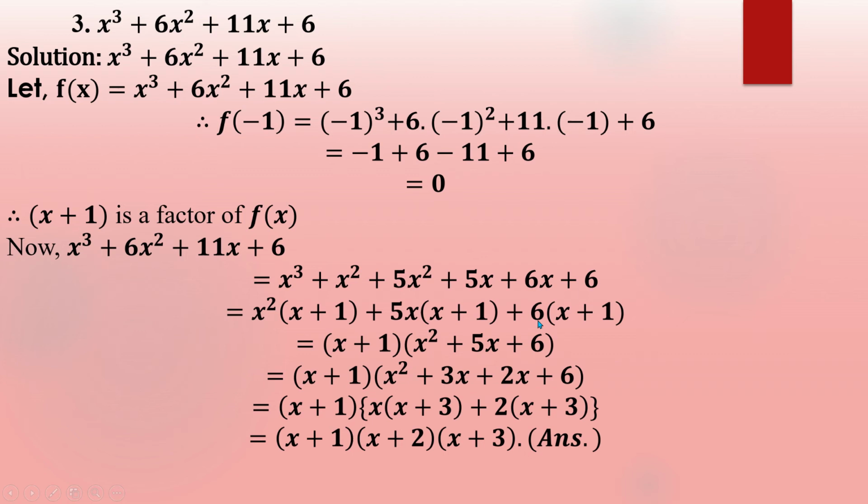Now we can take 6 common here. As a result, 6x plus 6 into 1 means 6. Now this equals x plus 1 into x square plus 5x plus 6. Now this is the middle term factor. As a result, here will be 3x plus 2x. After calculating, we will get x plus 1 into x plus 2 into x plus 3. Do you know this?